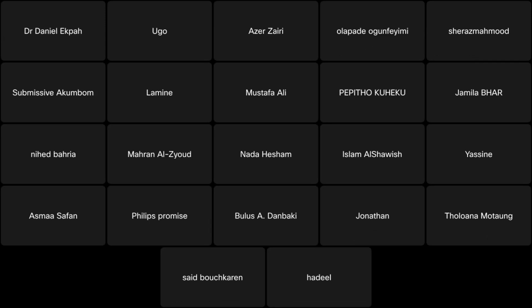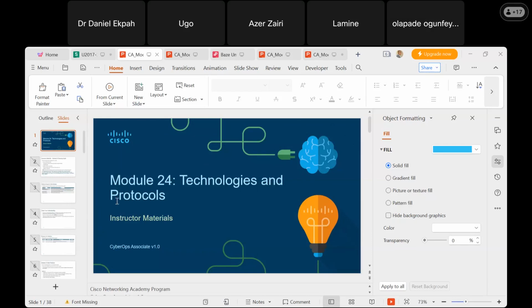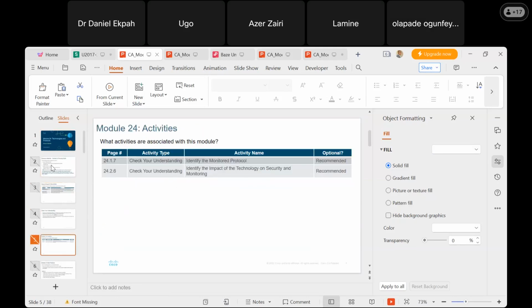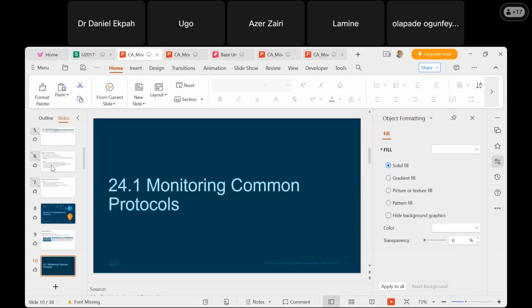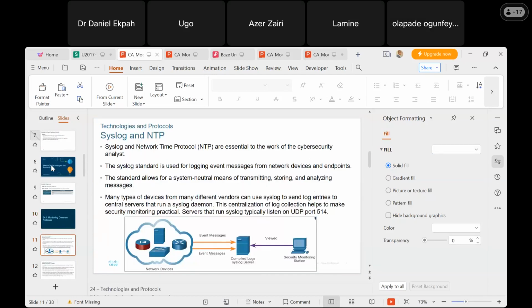Okay, if there are no questions, we'll just quickly look at module 24 for today. So module 24 has to do with technologies and protocols. This will take us through the process and guide us into the next stage of the module we're discussing. So under this, we'll quickly look at the objectives.